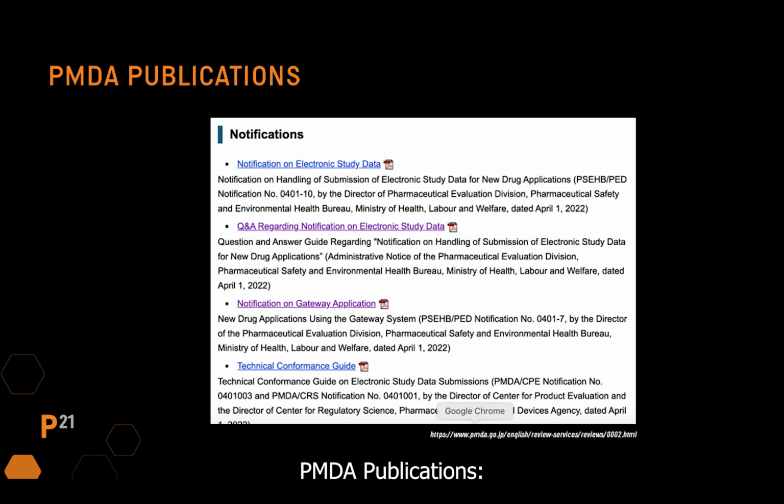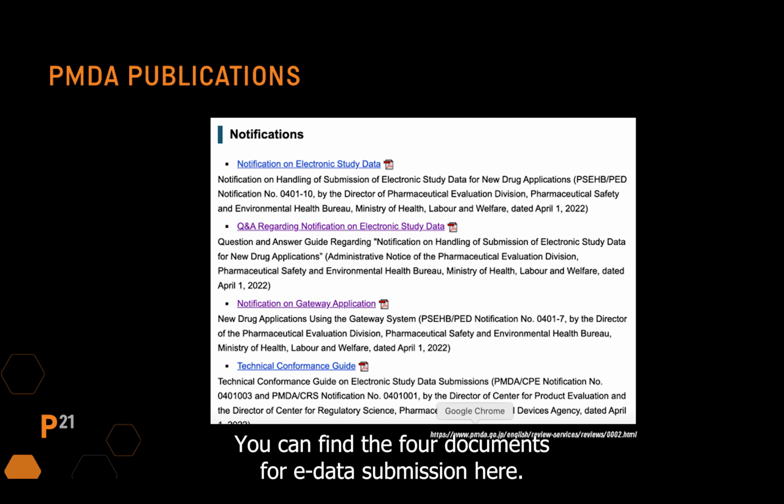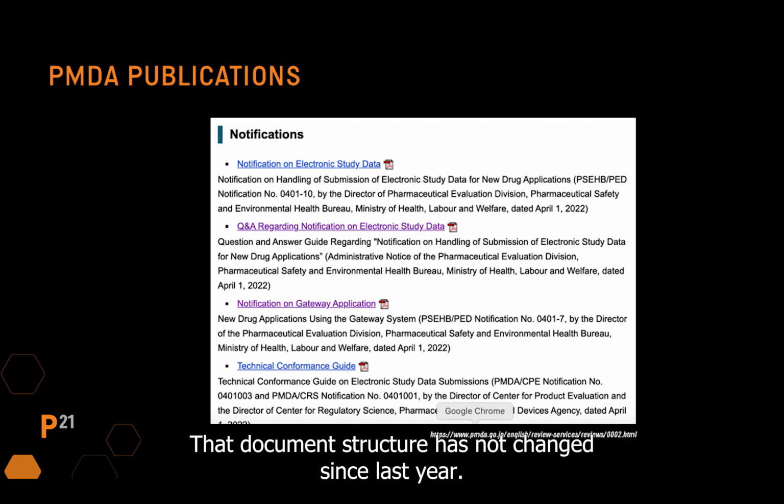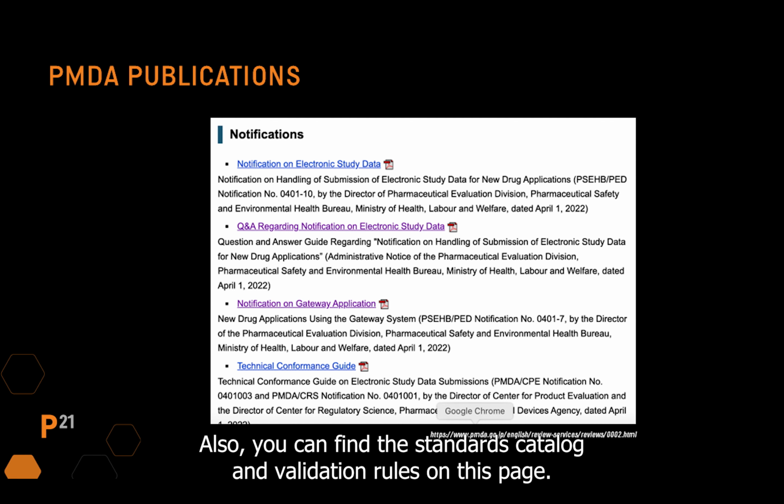PMDA publications. Please go to see the PMDA website. You can find 4 documents for e-data submission. The document structure has not changed since last year. Also, you can find the standard catalog and validation rule on this page.